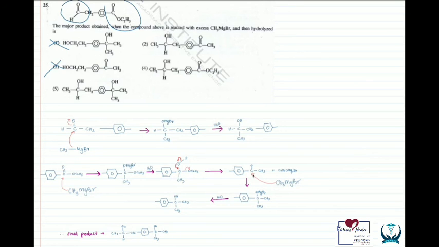CH3MgBr again attacks the carbonyl carbon here and, similar to the above reaction, forms this compound, and then hydrolysis gives this compound. So the final product will be answer number 5.